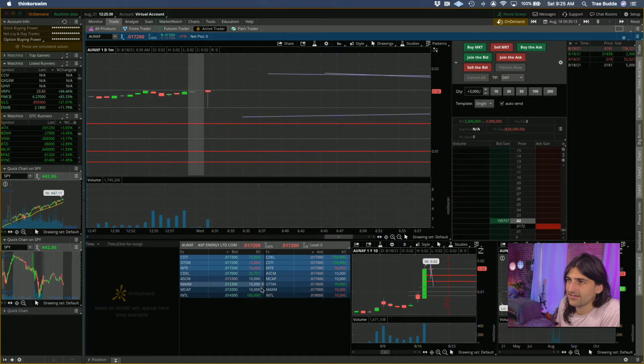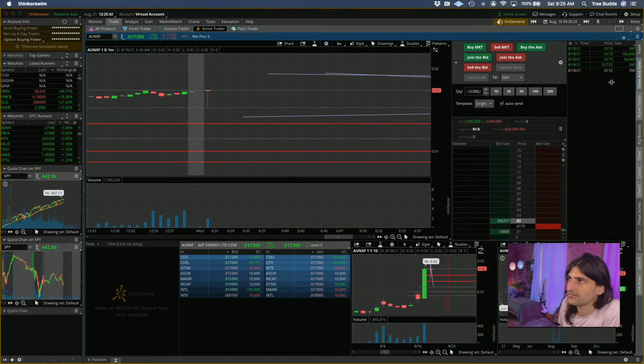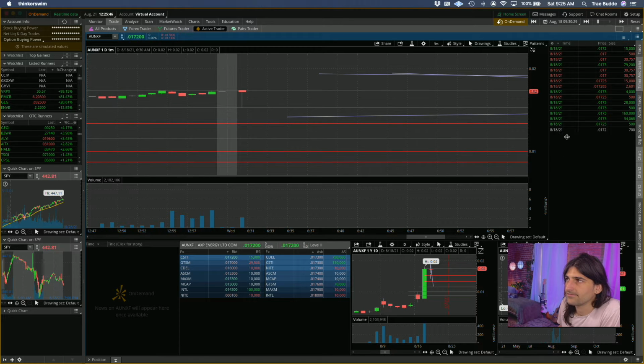Pay attention to the level 2. That's what we're looking at here. And then let's see if we refresh the time and sales too. Active trade ladder is not going to really be our friend. Yeah, no. Okay. Maybe we get rid of it. All right, see the tape coming in? 17, 17, 17, 17.